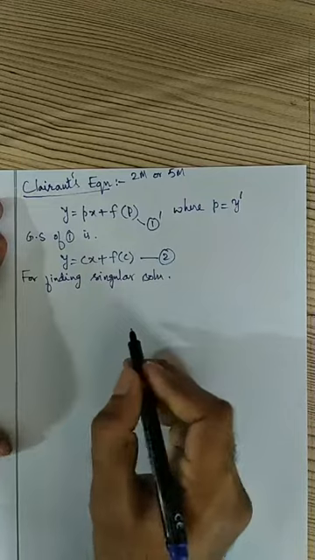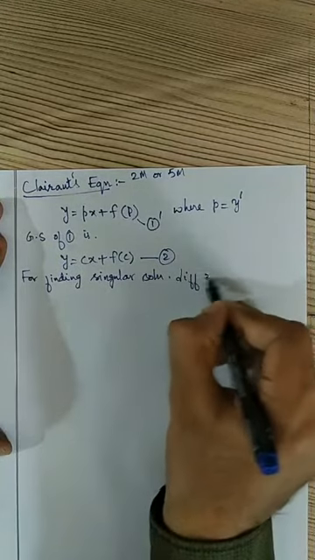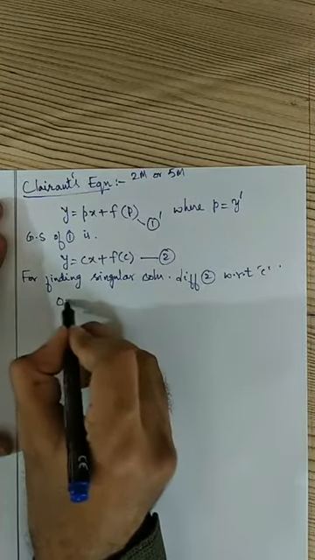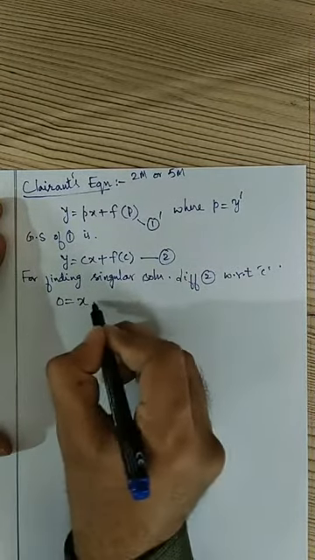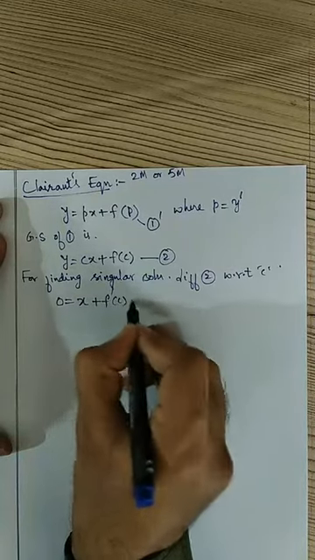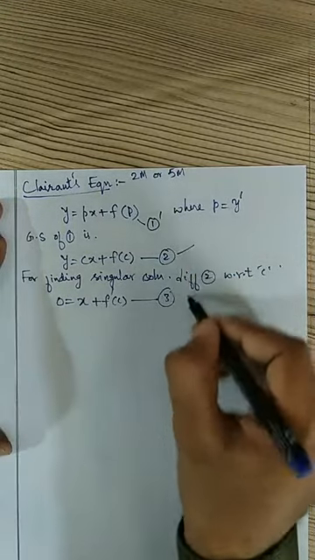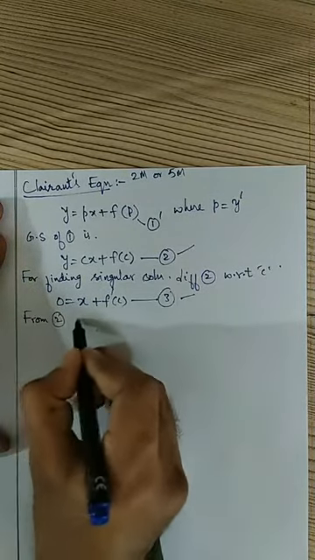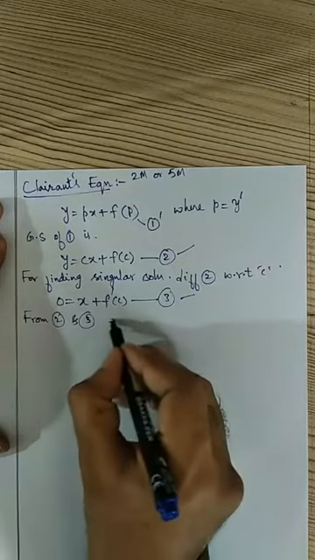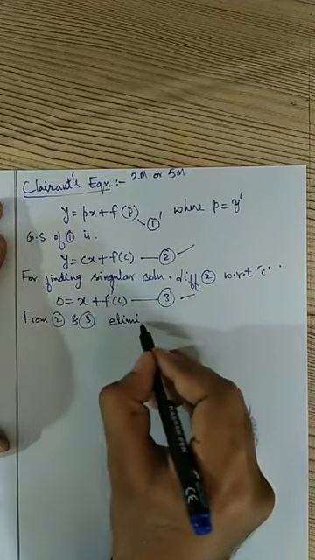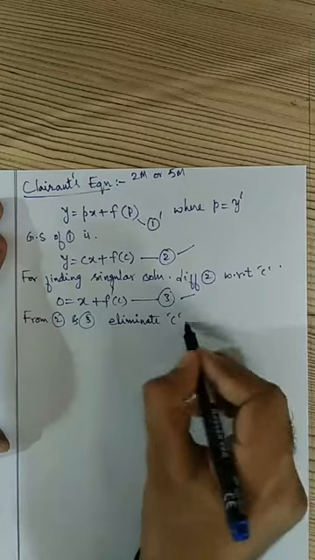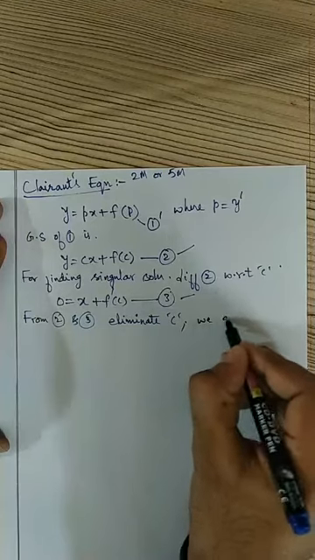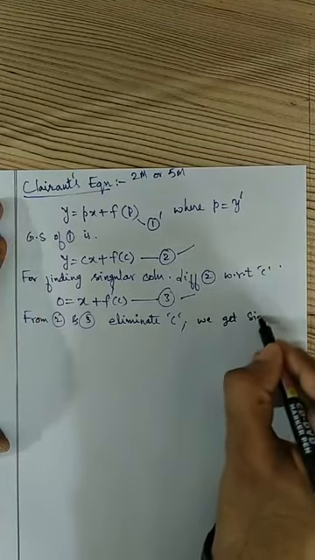For finding singular solution, differentiate 2 with respect to c. So what we will get? 0 equals to derivative of c is 1, x plus f dash of c. You got another equation. Now from this equation and this equation, from 2 and 3, eliminate c. So once we eliminate c, we get singular solution.